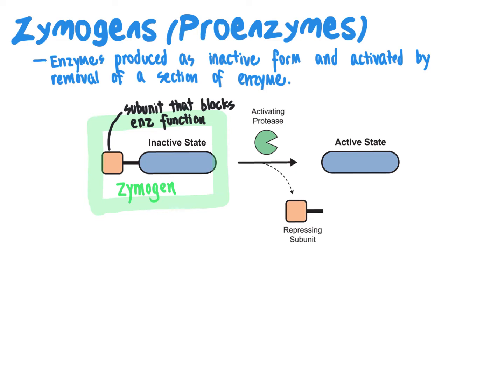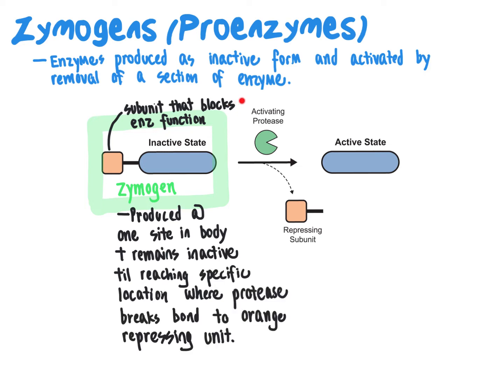What happens is that the zymogen is generally produced in one location of the body, where it remains in its inactive state, and then once it reaches a specific location of the body where it needs to be active, there is waiting for it at that location a so-called activating protease. Remember that proteases break bonds within peptides. That's a very specialized protease that breaks the covalent bond here between the inactive state of the enzyme and this subunit shown in orange here. Once that breaks apart, the enzyme is then able to form its active state and go about functioning and catalyzing reactions.